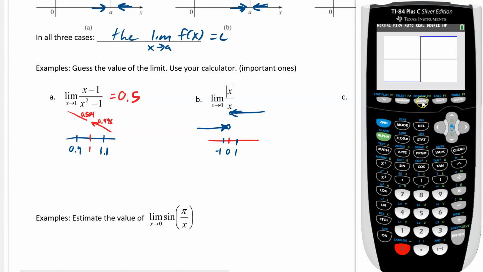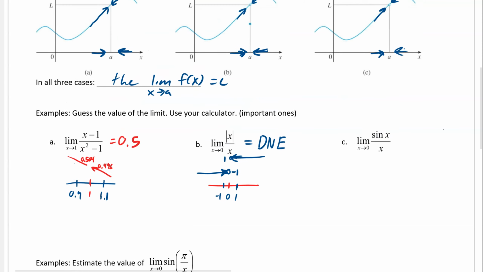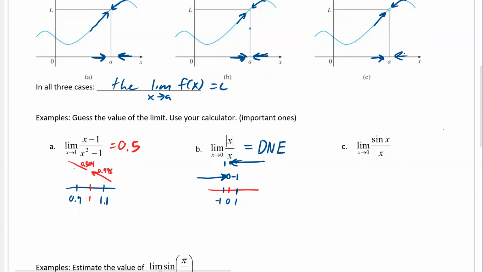In fact, what is it? So let's hit trace. And so you can see coming in from the left, it's -1. And then coming in from the right, it's 1. So we're going towards -1 and 1 here. This is a DNE. It does not exist. In order for it to be a limit, it has to approach the same number from the left and the right.